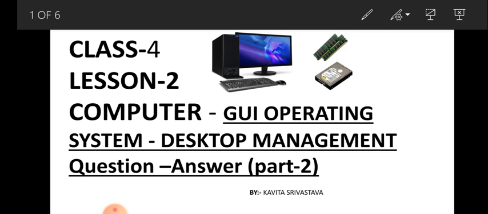Class 4, Chapter 2. The name of the lesson is GUI Operating System, Desktop Management. Dear students, we have already discussed the question answers given on page number 22 in the previous session. In this session, we are going to do the objectives given on page number 20. My dear children, I request you all to open page number 20.